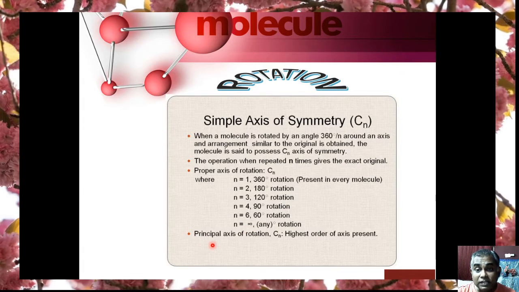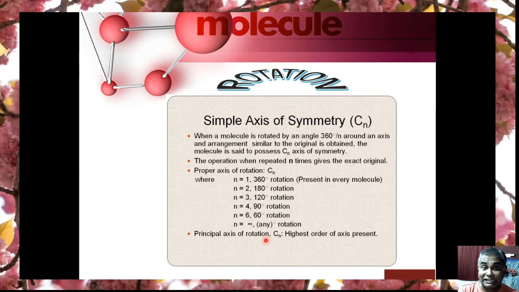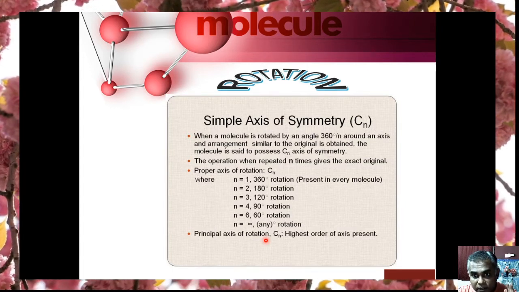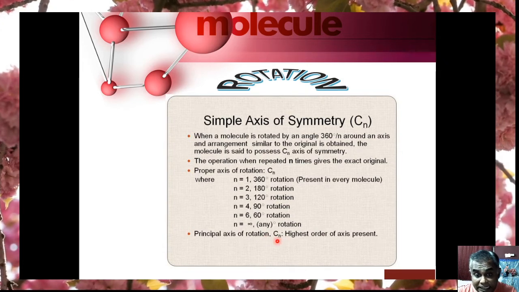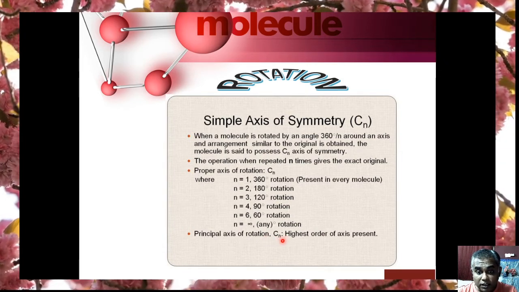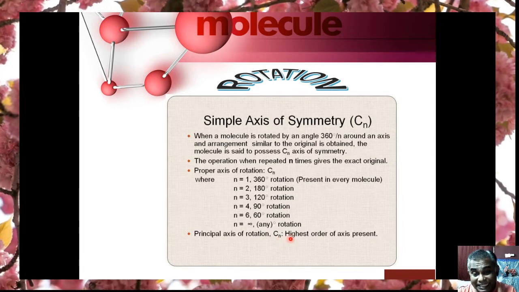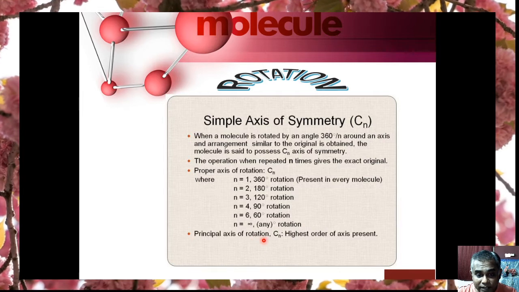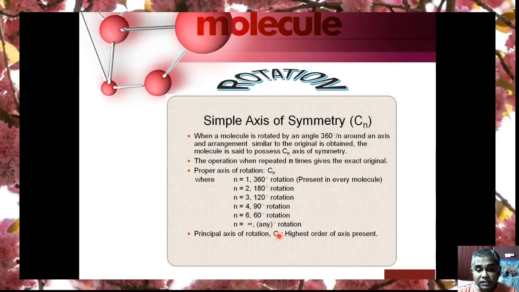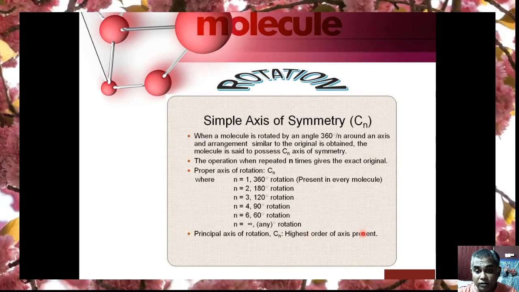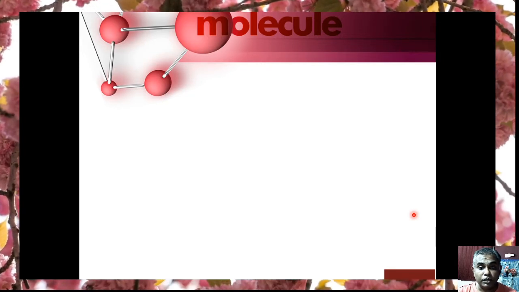Okay, and what is the principal axis of rotation? A molecule can have many axes of rotation. A single molecule can have a C2 axis, C3 axis, etc. But the one with the highest order: if a molecule has C1, C2, C3 axes, then the C3 axis is said to be the principal axis of rotation. We need to remember that the Cn which has the highest n value among the axes present is what we call the principal axis of rotation.